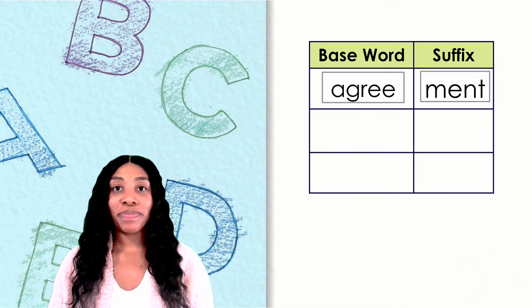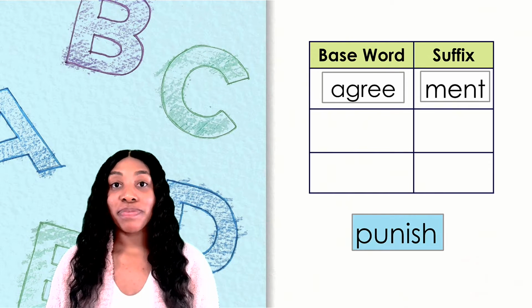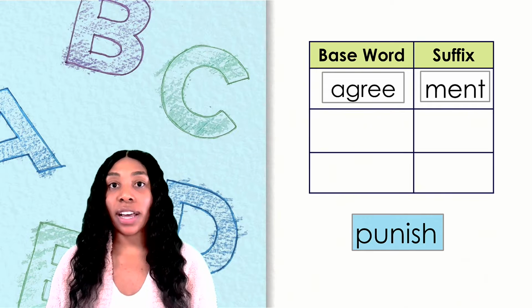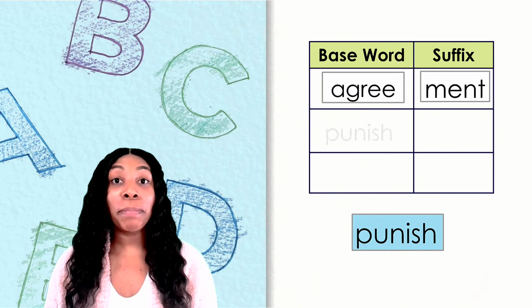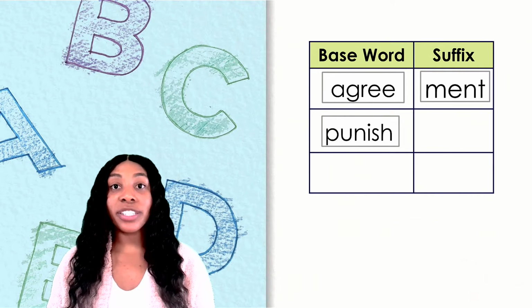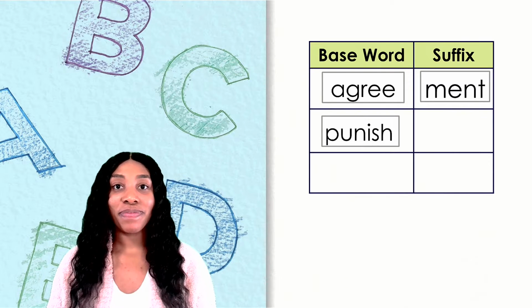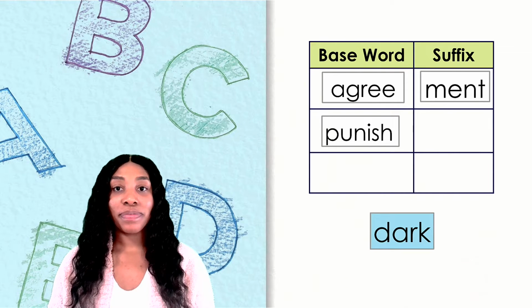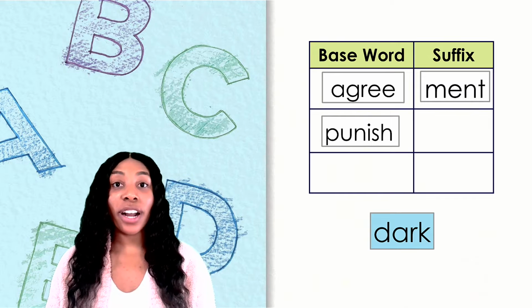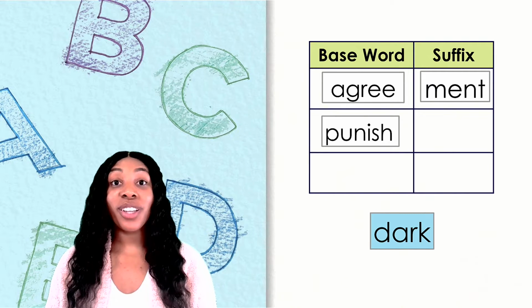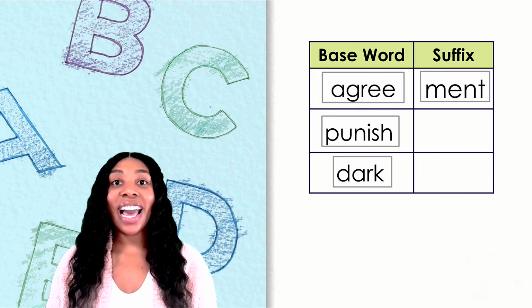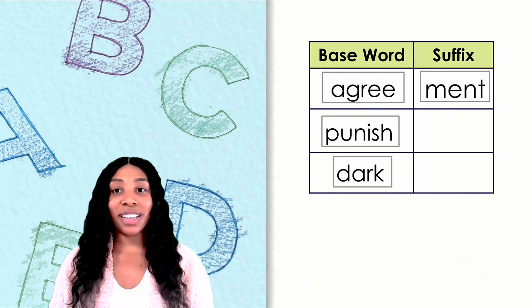Here's our next word. Punish. Is punish a base word or suffix? Punish is a base word. We can add affixes to it to change its meaning. Our next word is dark. Is dark a base word or suffix? Dark is also a base word. We can add affixes to it to change its meaning.